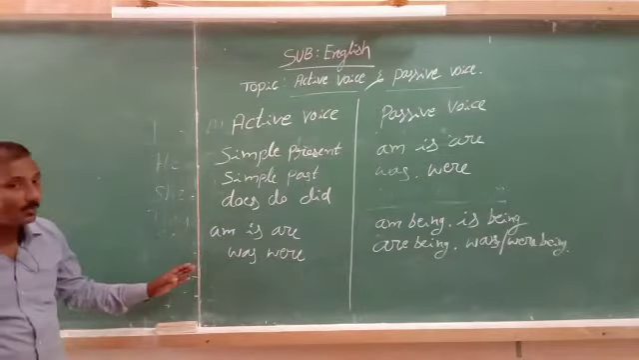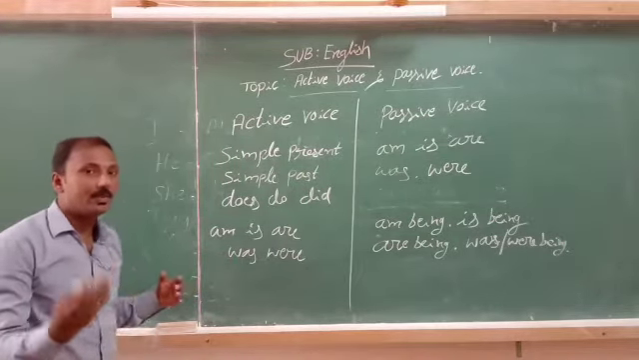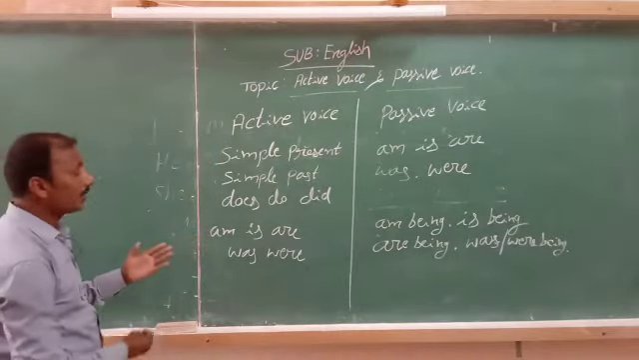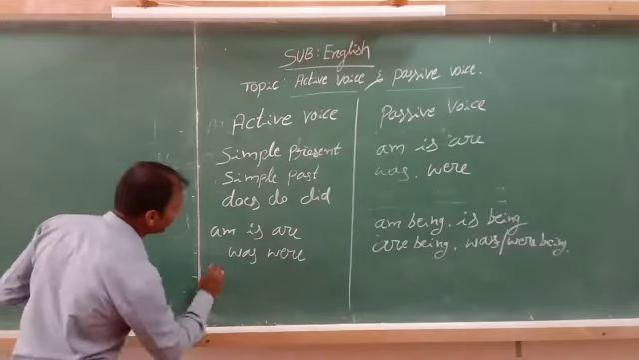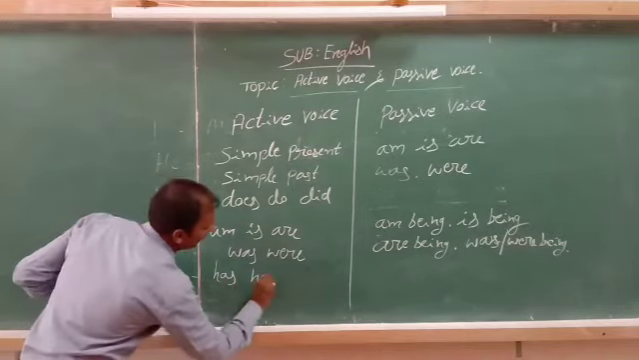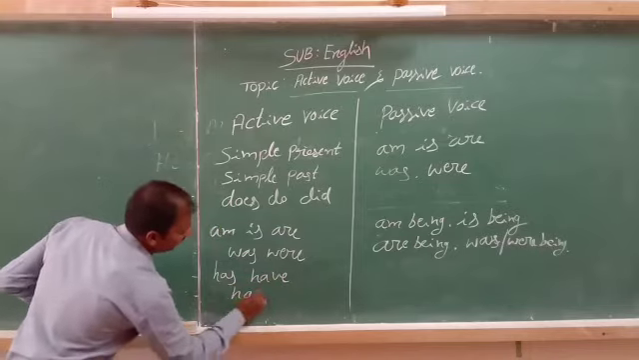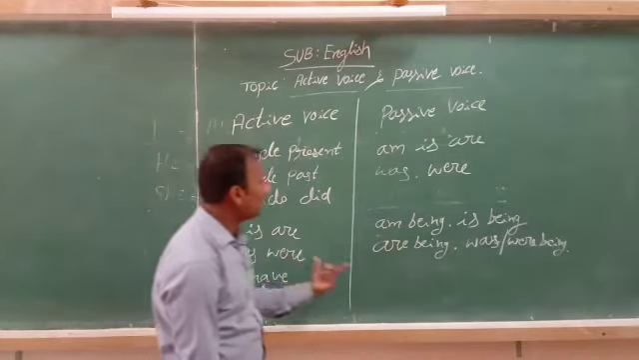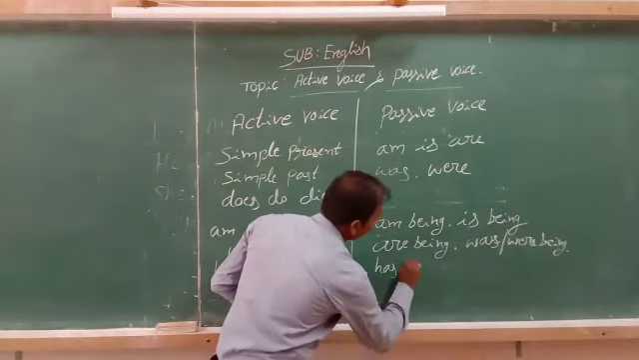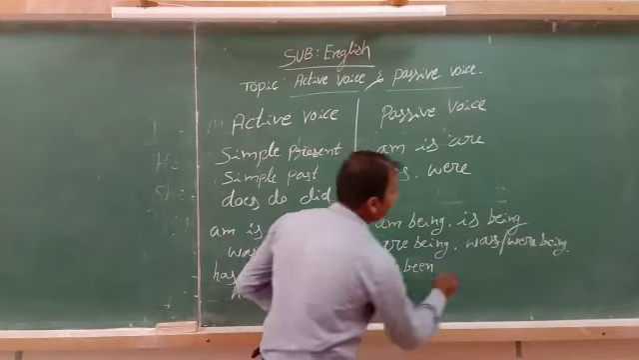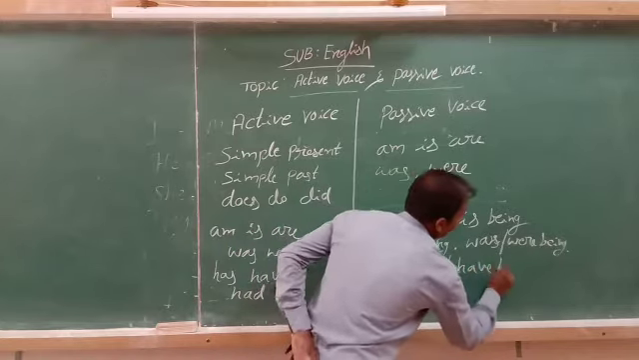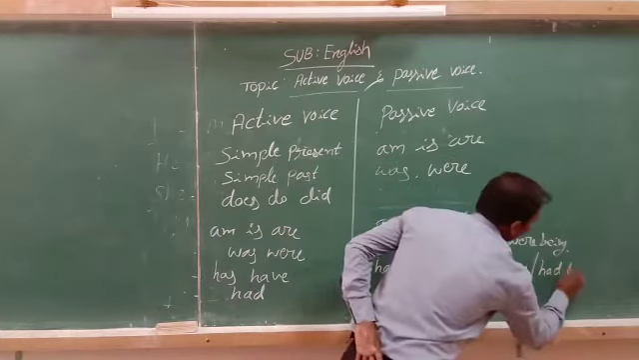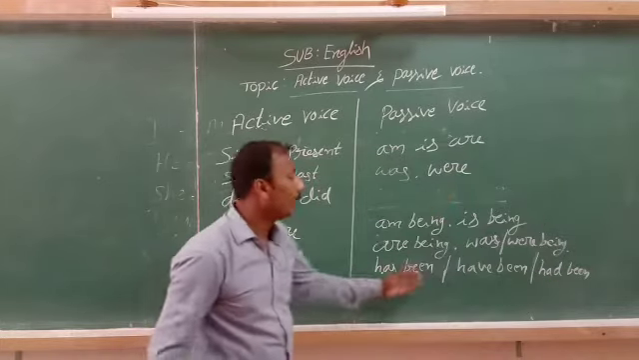Then come to the perfect tenses, the present perfect and past perfect tense. In the active sentence, present perfect tense or past perfect tense has a have form of helping verb, that is has, have, had. So these change as has been, have been, then had been.